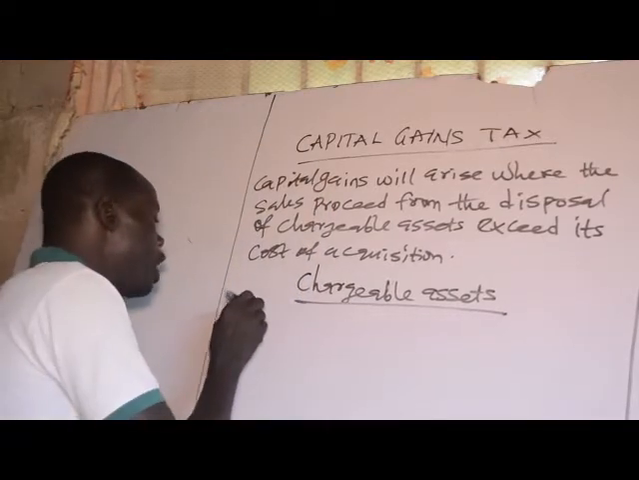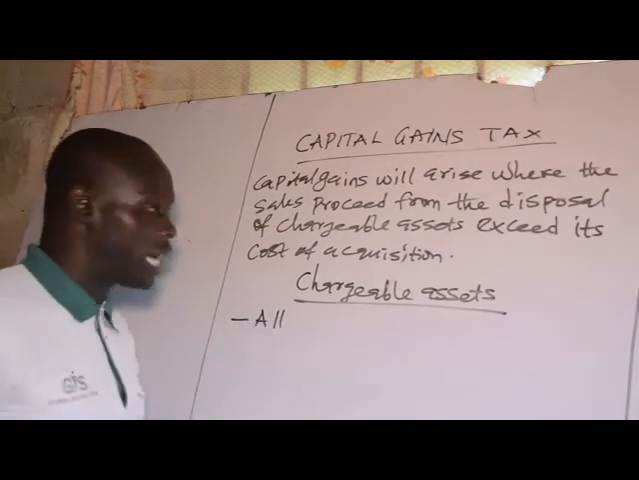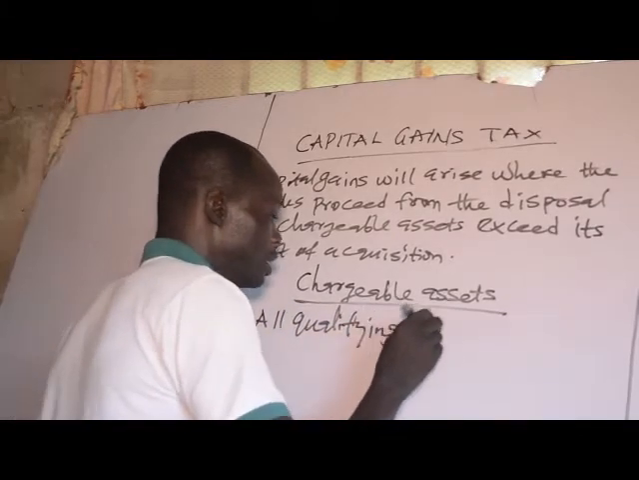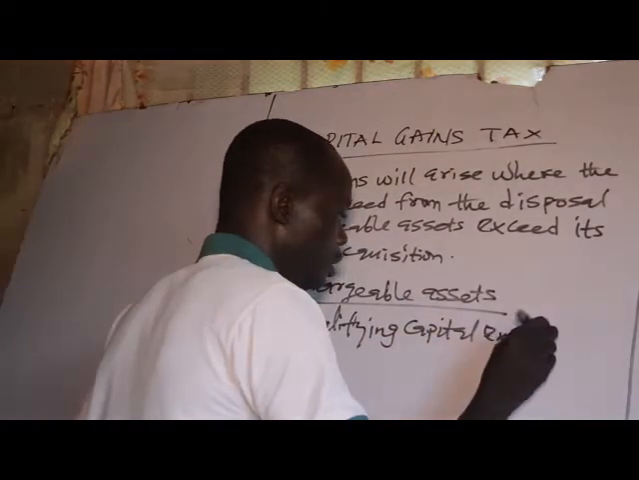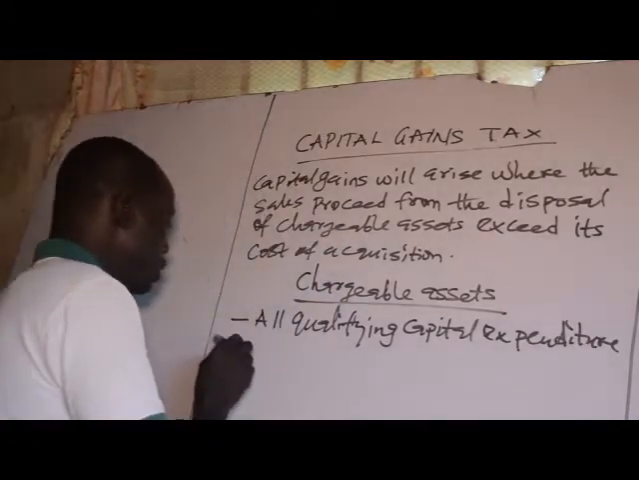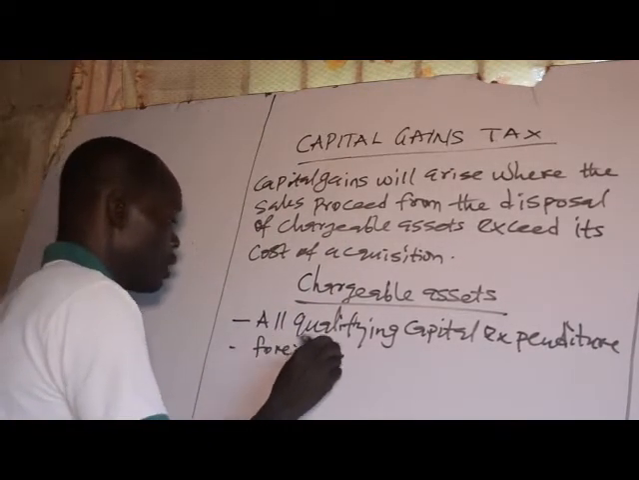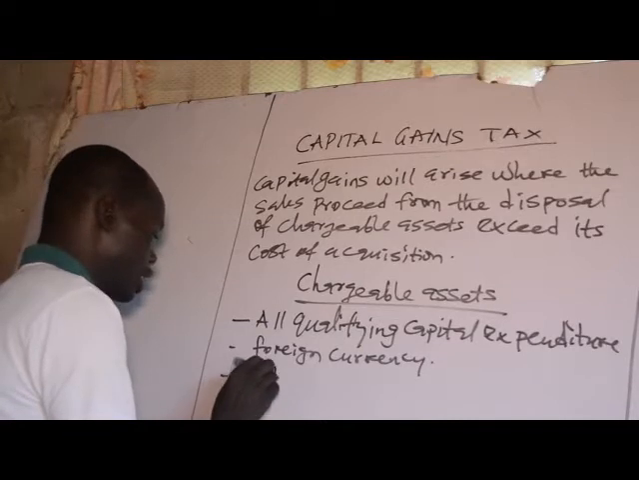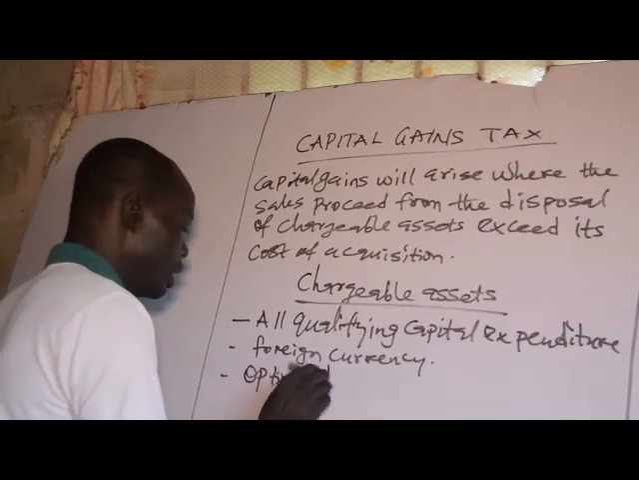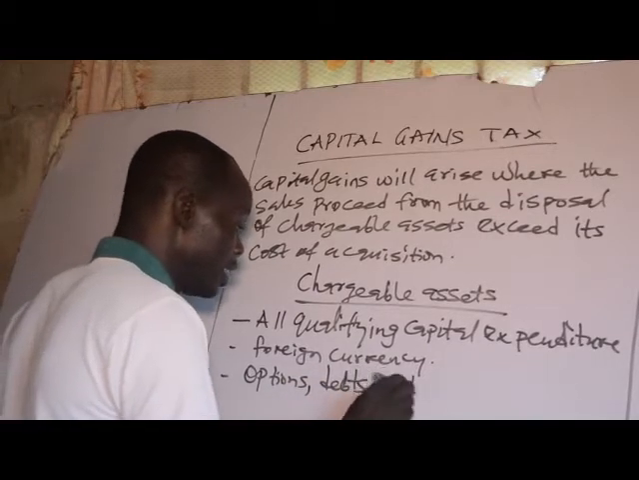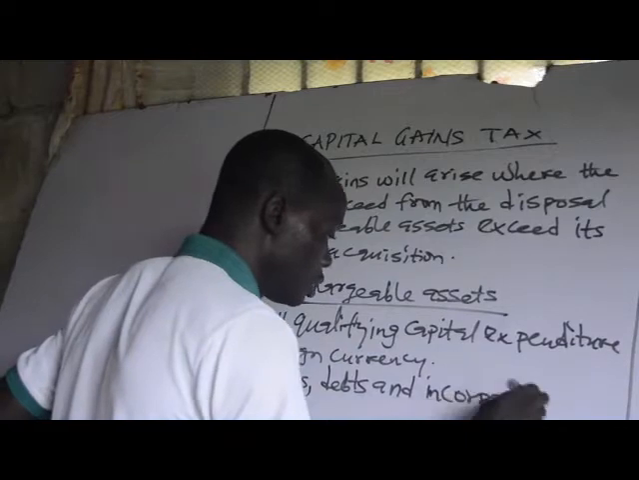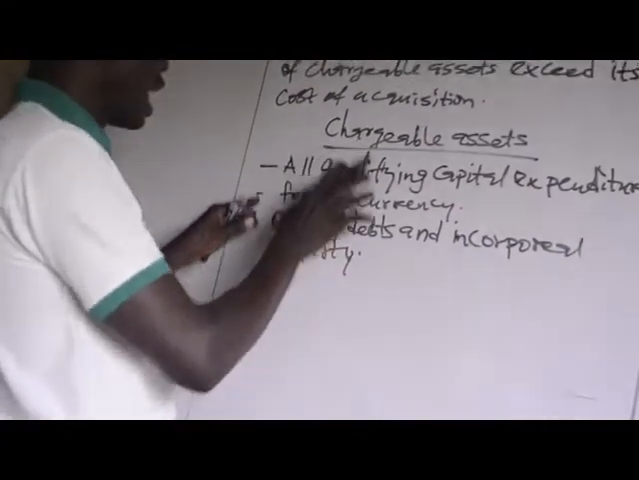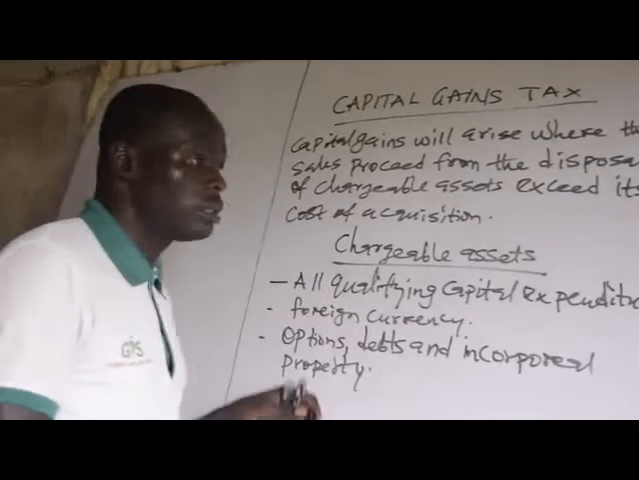Chargeable assets include all forms of qualifying capital expenditure. It includes foreign currency, any currency other than Nigerian currency. It includes options, debts, and incorporeal property. These are examples of chargeable assets.